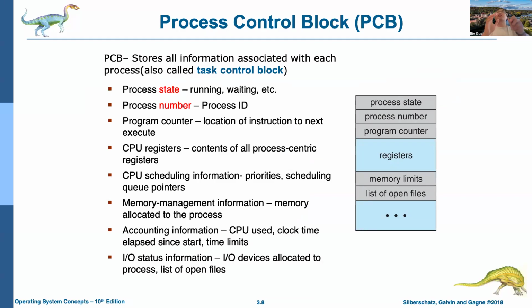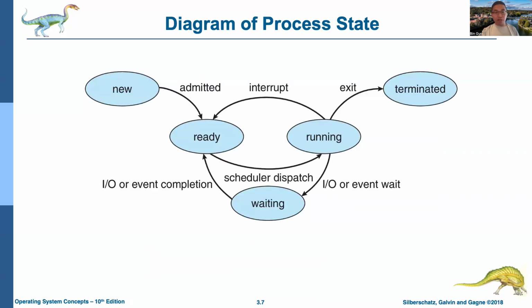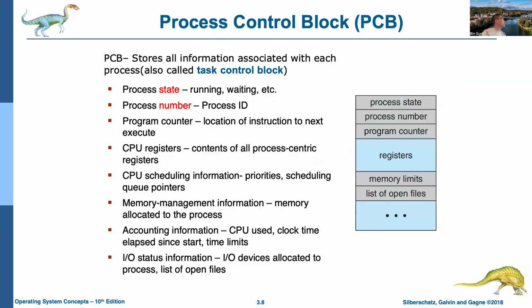This is the implementation in kernel mode. Each process has a PCB, process control block, to record all of its status, whether it's ready or running. So it has the process state, process number, program counter, registers, memory limits, and the list of open files.